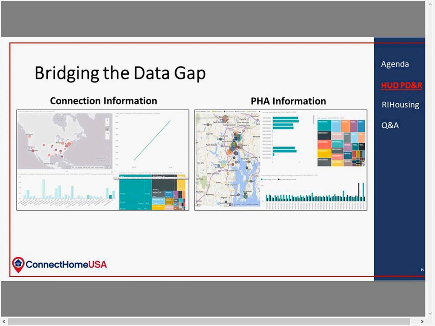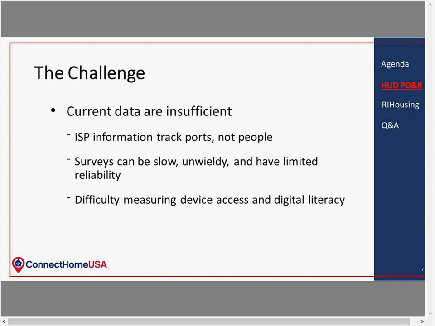So our big challenge is that data is insufficient. That ISP information is just tracking total ports, so we don't know how many people are in those households. We don't know the age of people in those households or anything else about them. Services are slow and can take a long time to administer. And there are other types of services that we're trying to provide in this program that go beyond just getting home internet connections. So let's measure device access, digital literacy, all different types of sort of softer issues.